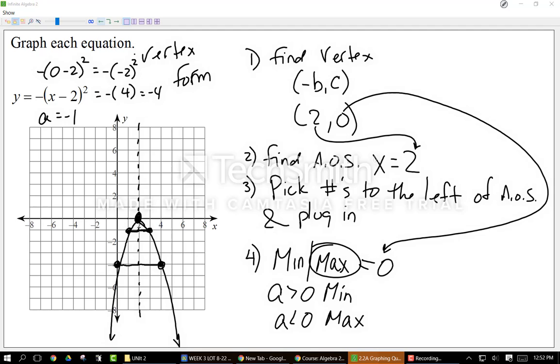This concludes graphing quadratic equations in vertex form. If you need help with standard form, please watch the next video.